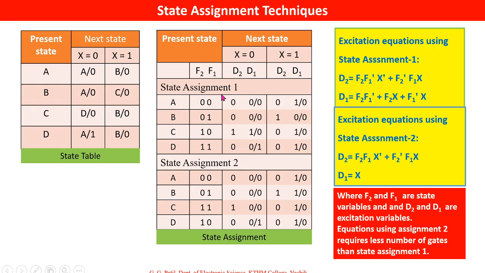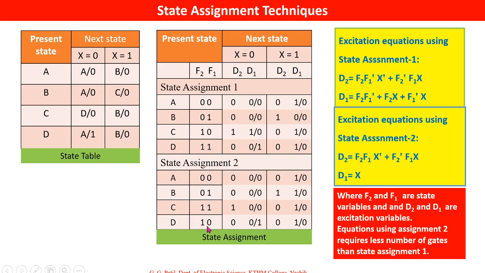This is state assignment 1. By another method, that is state assignment 2, unique binary codes are assigned to the states given here. A is assigned 00, B is assigned 01, C is assigned 11, and D is assigned 10. So the codes of C and D get changed. Here C has 10, while here C has 11, and in this case D has 11, while here D has 10.